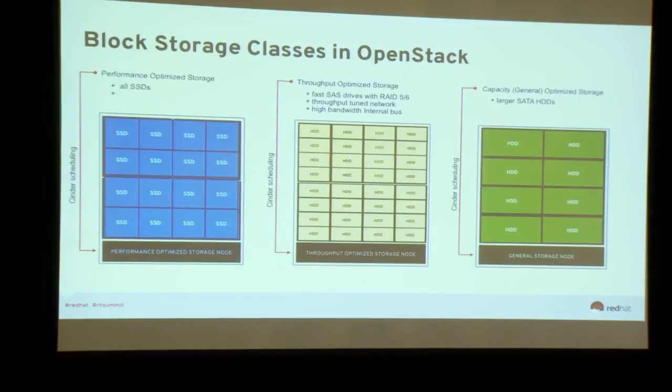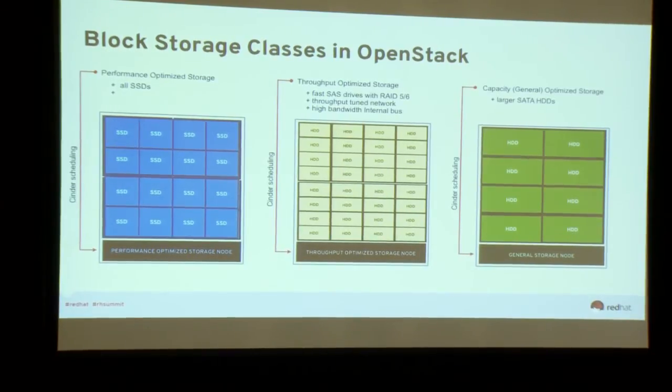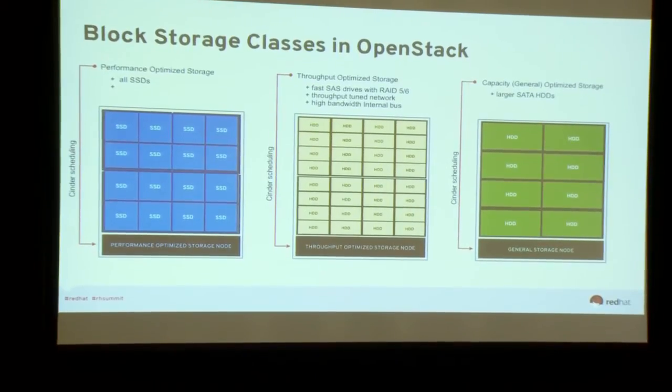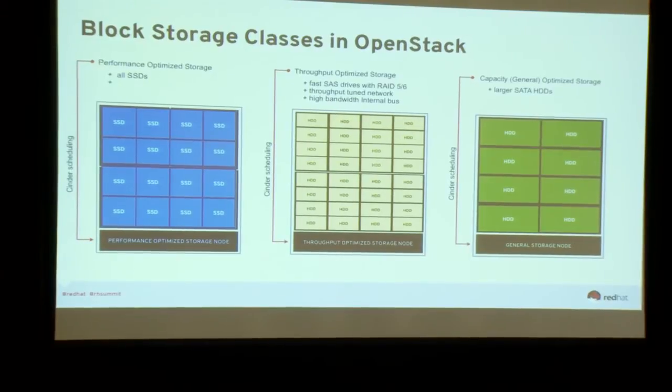In the middle, a throughput optimized storage node could be made up of fast SAS drives, for instance. It's throughput tuned for the network, both internal and external, to get the maximum throughput that you need. That's your throughput optimized tier. And then finally, on the right hand, on the general compute, all you care about is how can I pack as much storage as I want on this. And this is mostly your general purpose storage. So this is just one example of how to do it.